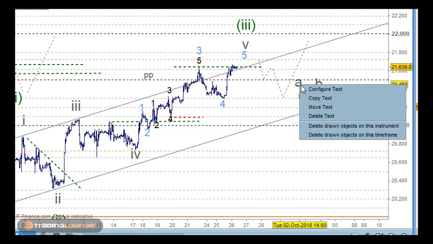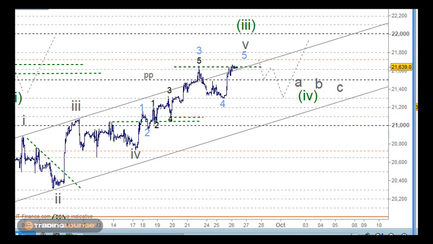Oops, I didn't want to copy that. I want to move it. Didn't want to copy that either. Sticky bit.